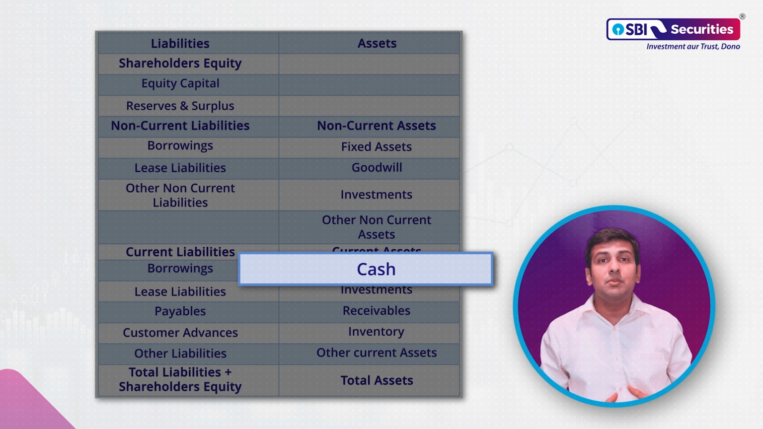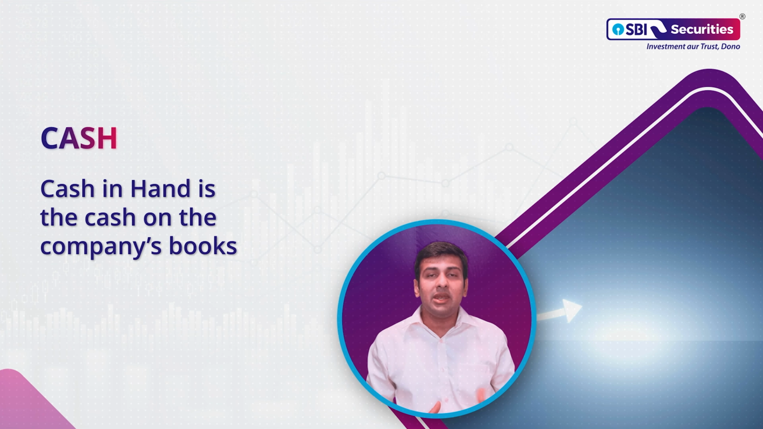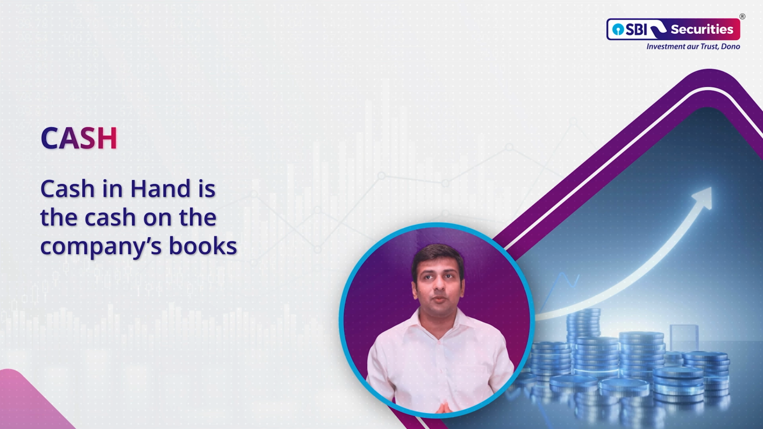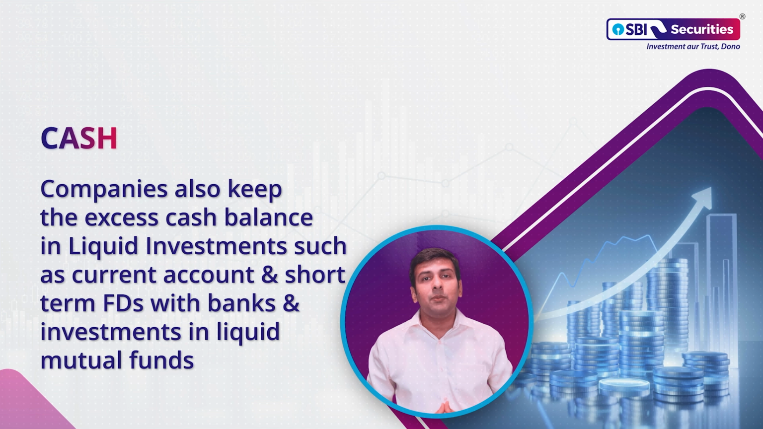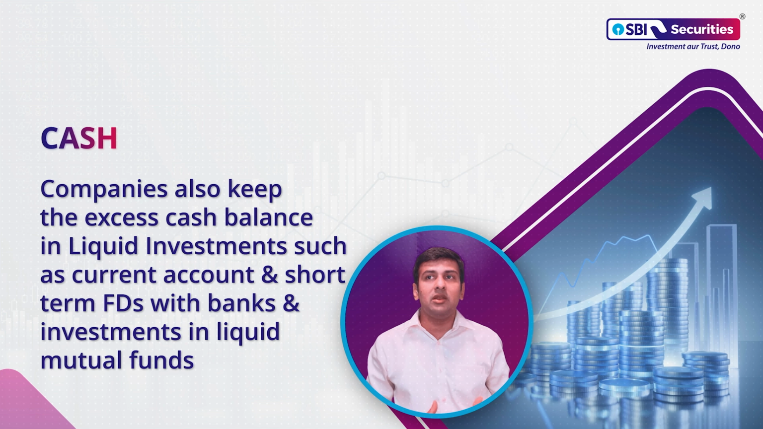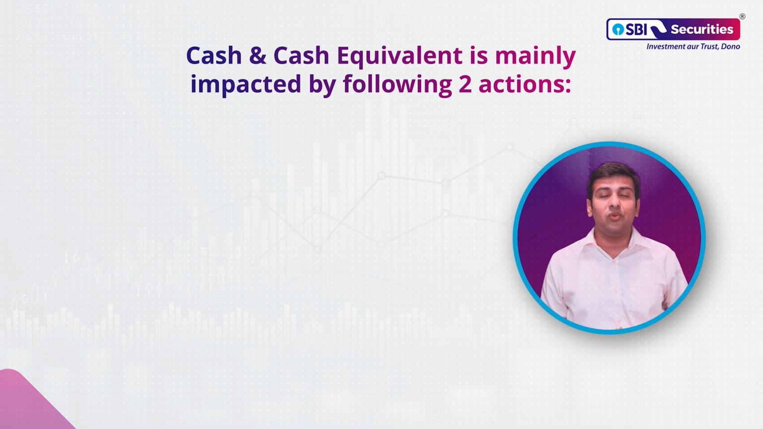So cash is the most liquid asset. Cash in hand is the cash on the company's book. Companies also keep excess cash balance in liquid investment such as current accounts and short-term FDs with banks and investment in liquid mutual funds. Cash and cash equivalent is majorly impacted by the following two actions.